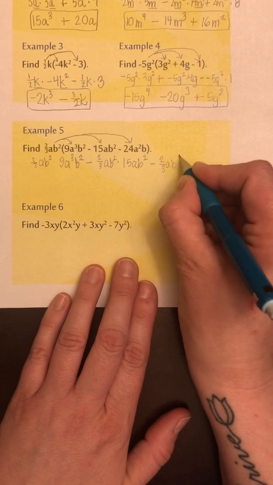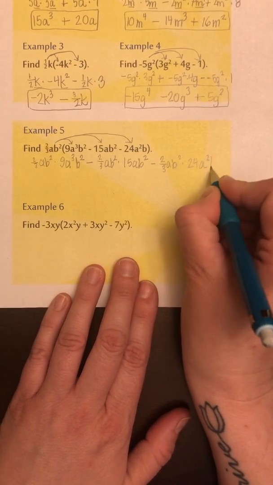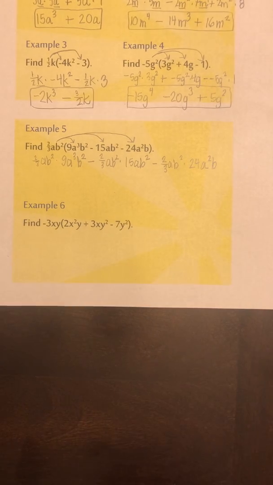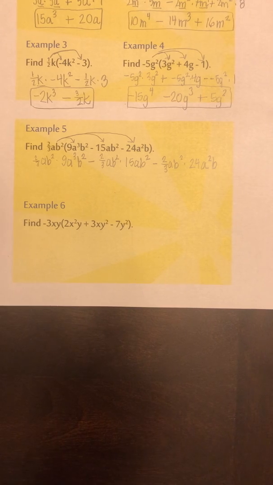2/3 ab squared times 24a squared b. Honestly, with these problems, that's the hardest part, and it's not hard, it's just tedious writing everything out. So let's do some math.